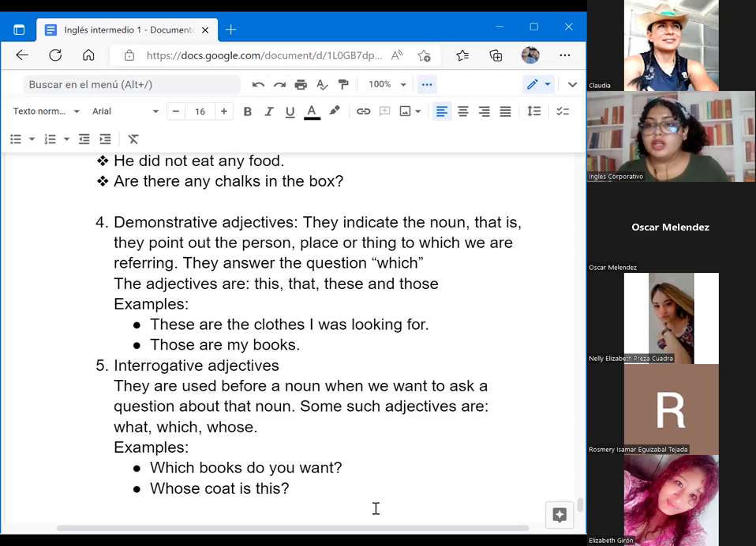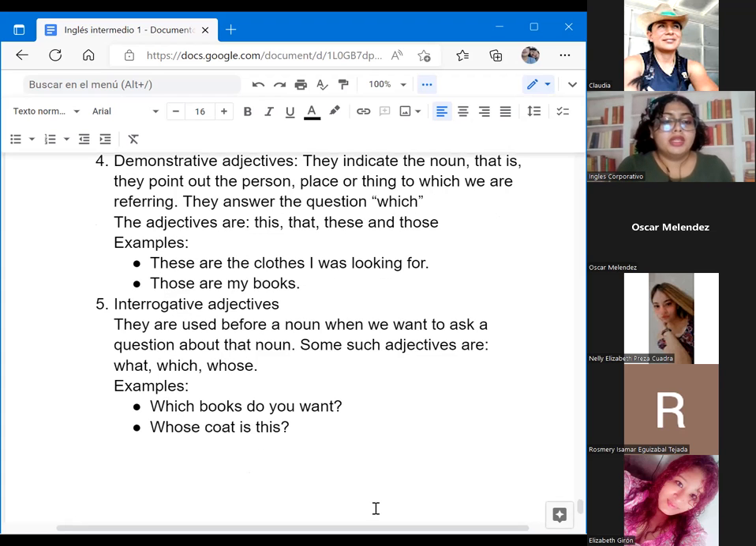So, we are going to talk about the comparative degrees of adjectives. We have the positive, comparative degree, superlative degree, and we are going to have some specification about the uses of them. And also, we are going to see some examples. But then, we are going to have more information about the comparative degree. So, we are going to have here the topic that is the comparative degree of adjectives.